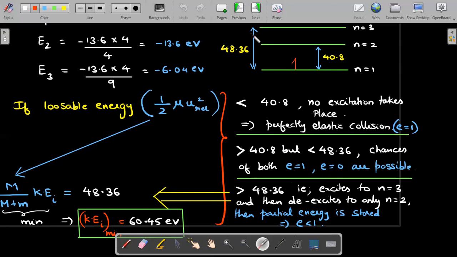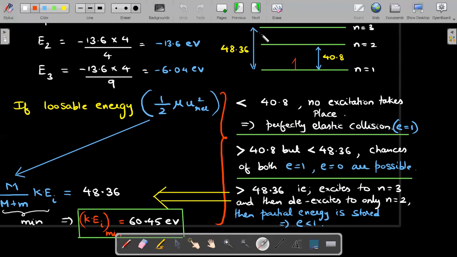If the number now is more than 48.36, it's obvious that you get e equal to 1. It's obvious you may get e equal to 0 also, but now you have a chance. Let's suppose in one particular situation, the electron gets excited to this n equal to 3 state.